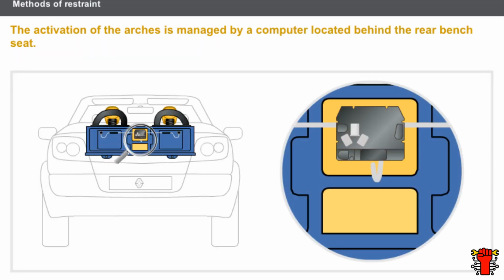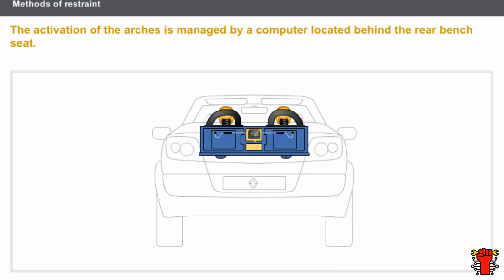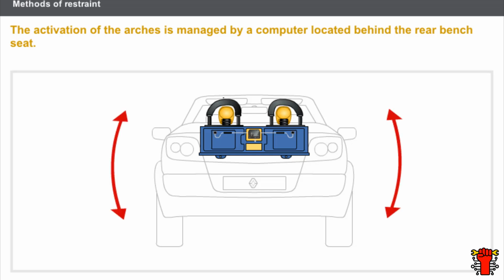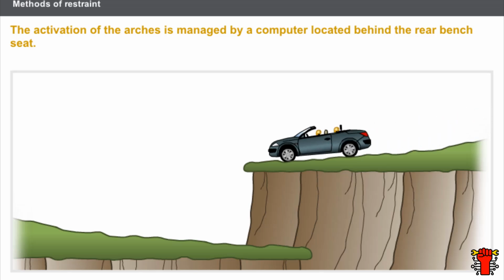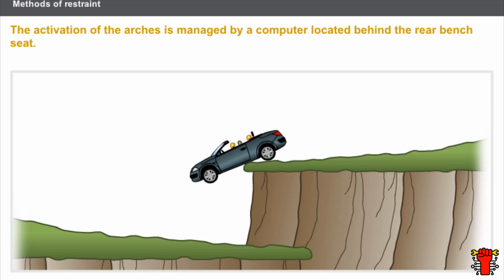The activation of the protective arches is managed by a computer located behind the rear bench seat. The computer has 3 sensors. A lateral roll angle sensor to activate the arches if the vehicle should overturn. A front and rear longitudinal angle sensor to activate the arches during a front overturn. And a free fall sensor to trigger the protective arches if the vehicle should experience a drop.